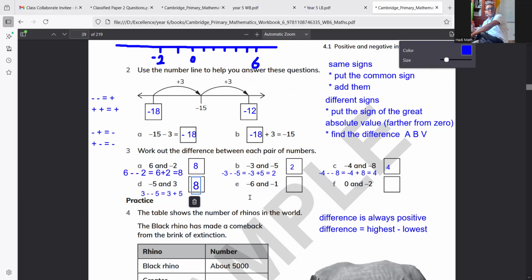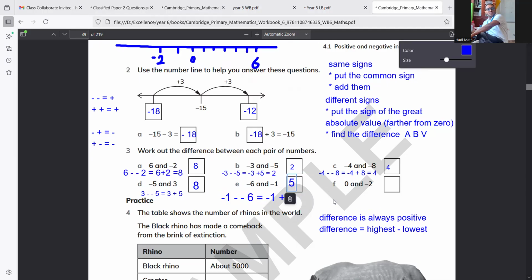With the same understanding, the greater number is -1, then minus -6. And this will be equal to -1 plus 6. And -1 plus 6 is equal to positive 5.